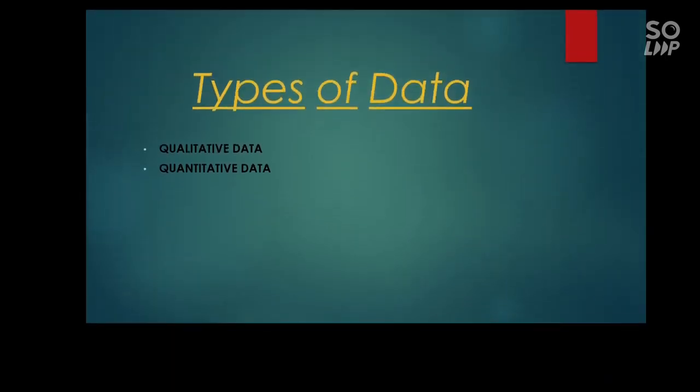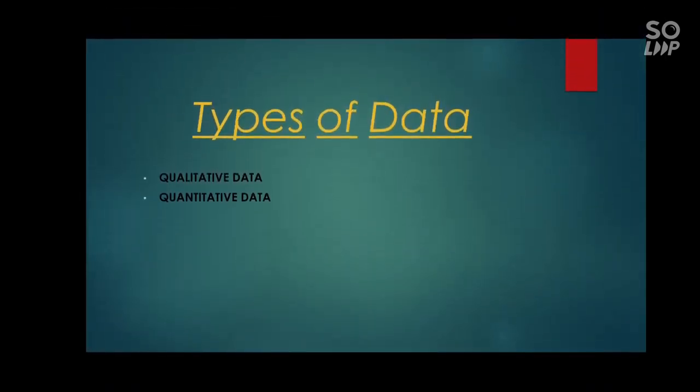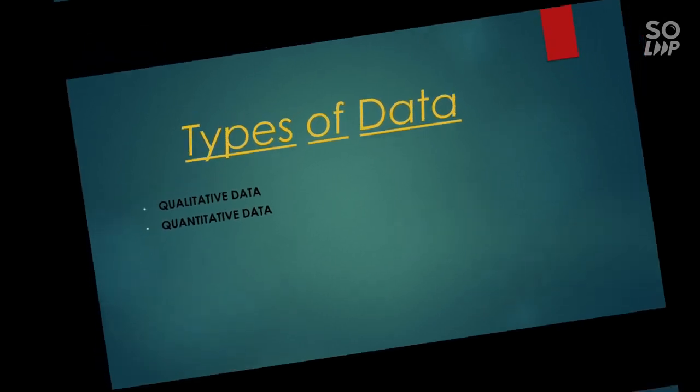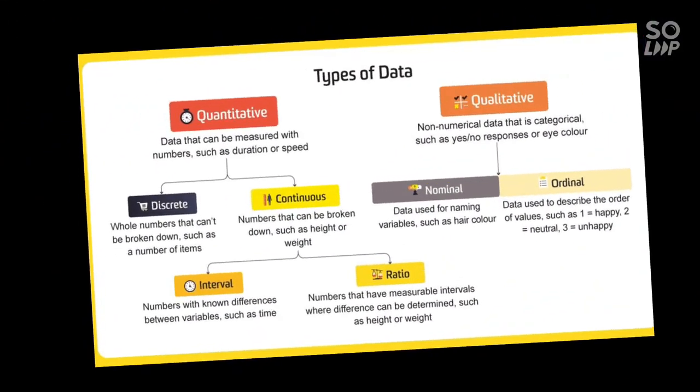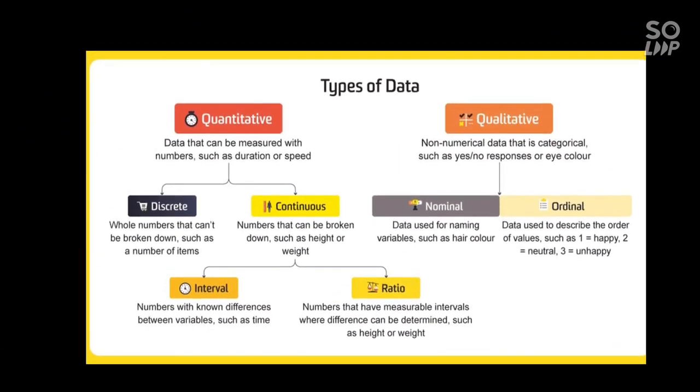Today we are going to learn about types of data. Data is broadly classified into two types: quantitative data and qualitative data. This flow chart helps us to understand the data classification.